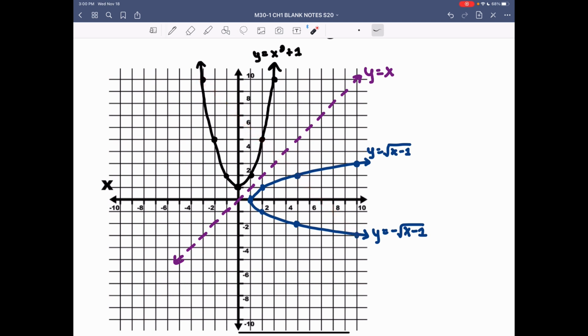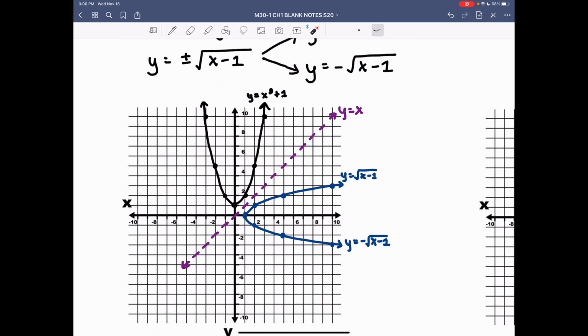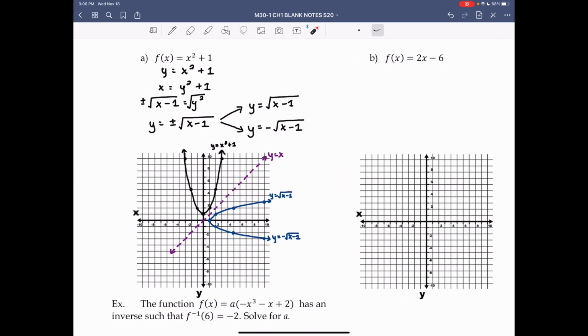So each of our points on y equals x squared plus 1 was reflected across the y equals x line, which confirms that the relation that we have with the blue graph is the inverse of the function y equals x squared plus 1.